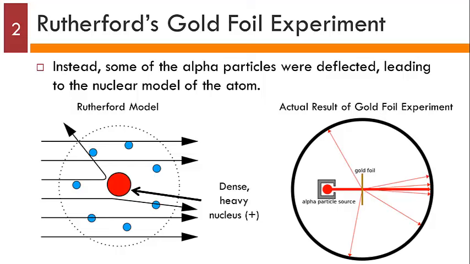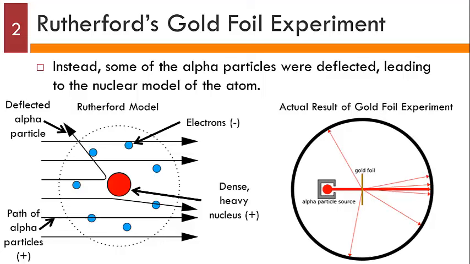This led him to conclude that the atoms have a dense, heavy nucleus with a positive charge, and the rest of the atom is empty space with electrons flying around inside. So because the atom is mostly empty space, those alpha particles generally went through, but about 1 in 8,000 would interact with the nucleus and be deflected back at a wide angle.